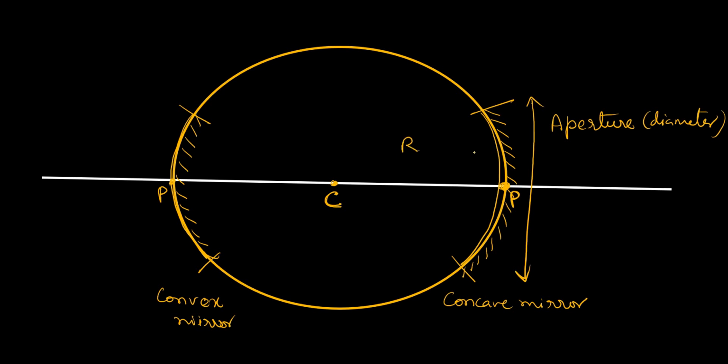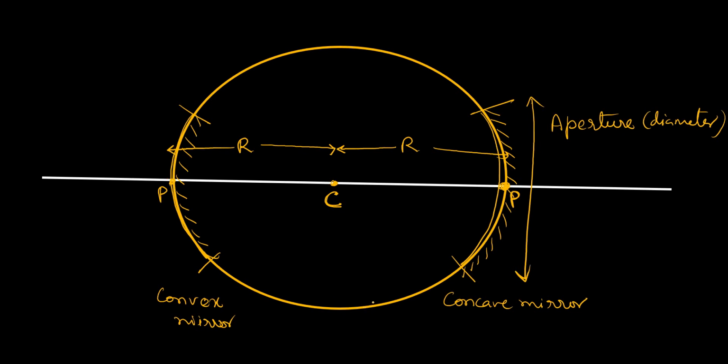Radius of curvature is the distance between center of curvature and pole of the mirror. Radius of curvature is represented by letter R, capital letter or small letter, doesn't matter.